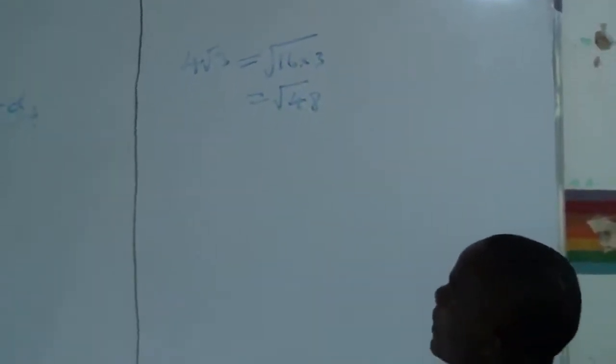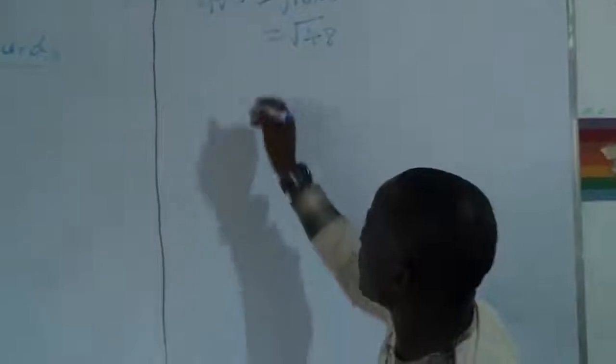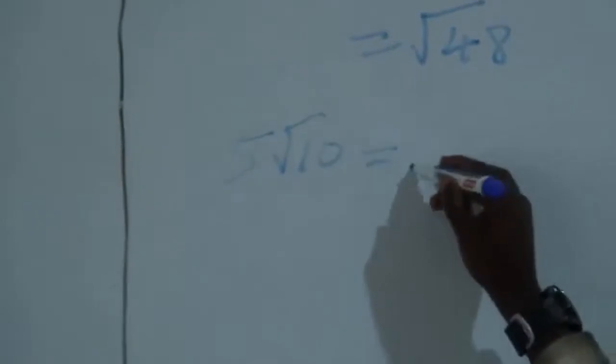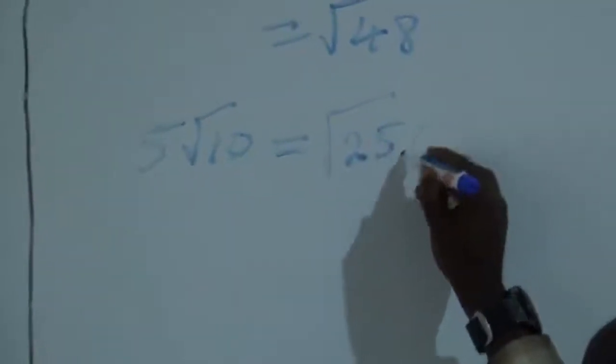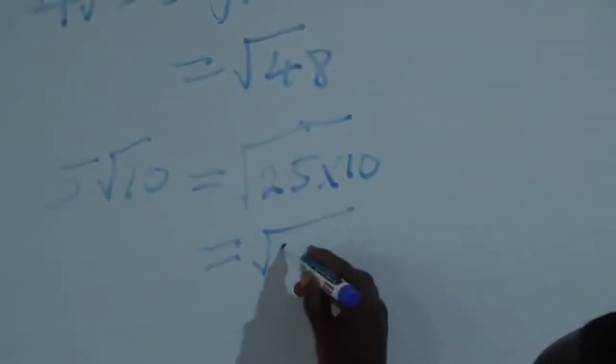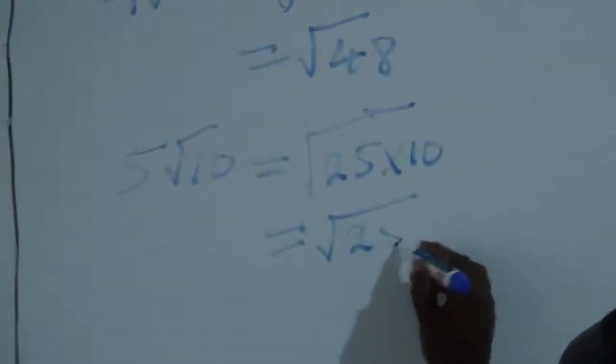Are we there? Let's check 5 root 10. What are we going to square in this case? Is it 5 or 10? Of course, we square 5. And that will mean 25 times 10. And then if you multiply this out, you get 250.